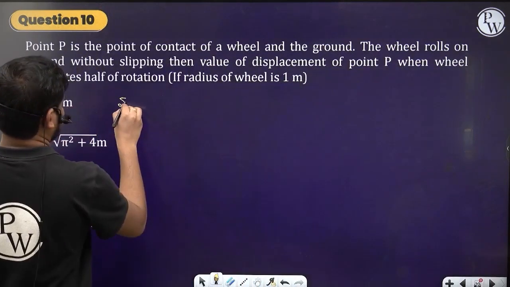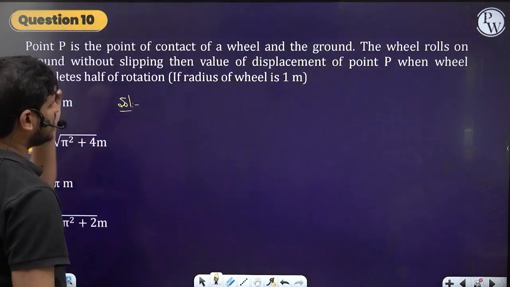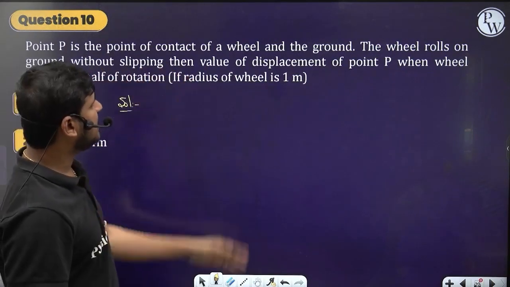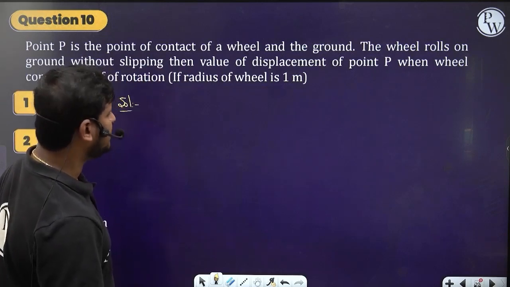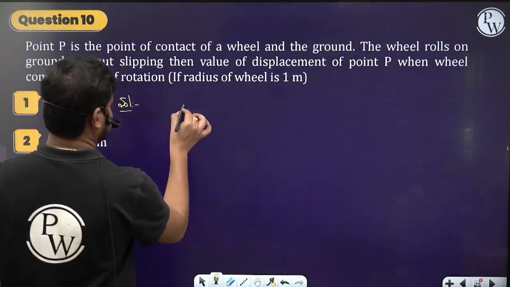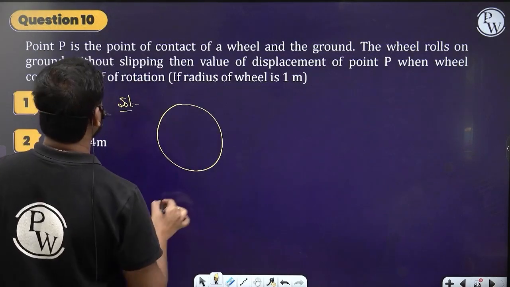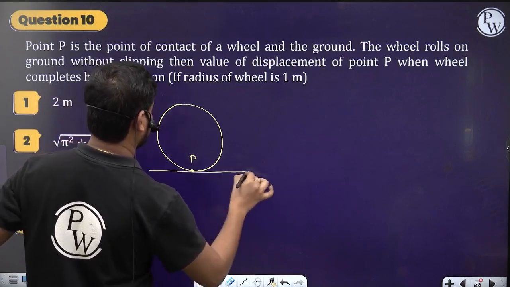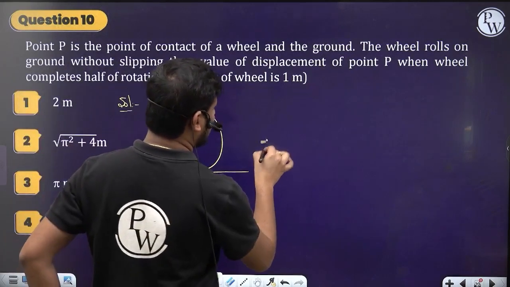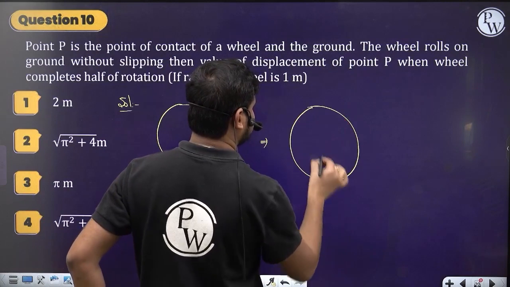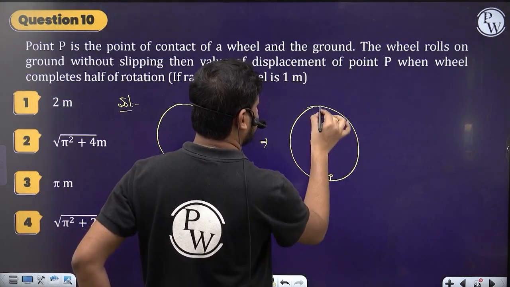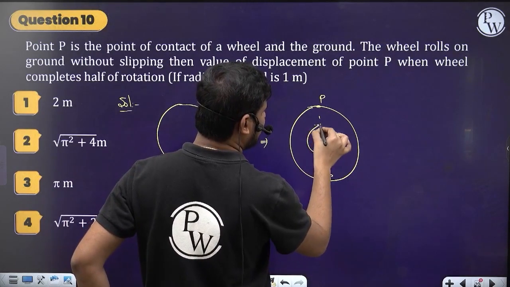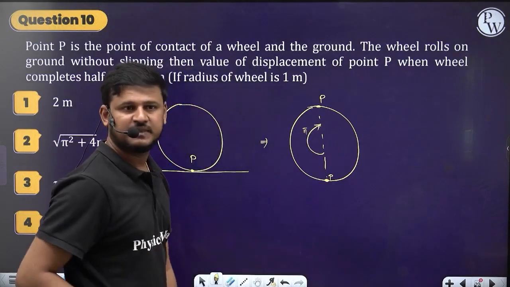What does the question say here? Point P is a point of contact of a wheel and the ground. So the wheel rolls on the ground without slipping, and the displacement of the point P when the wheel completes a half rotation is, see here. So this is a wheel, and here is a point P on the ground. When the wheel rotates half a rotation, this point P moves to this point here. So how much is the angular displacement? From here to here, half rotation means pi radians. Yes or no?